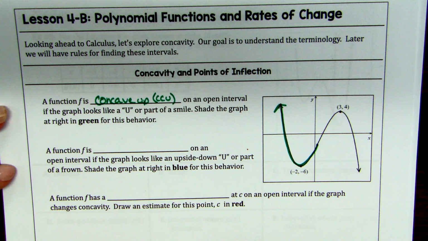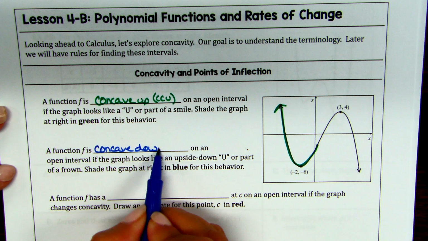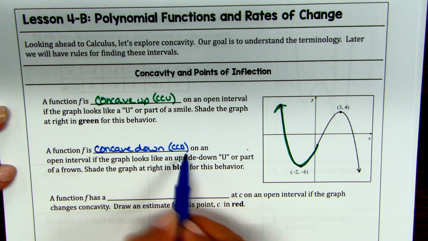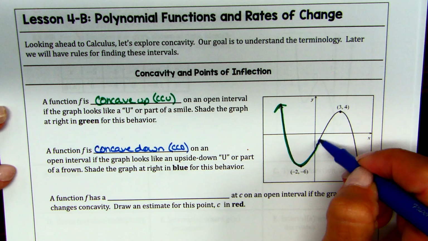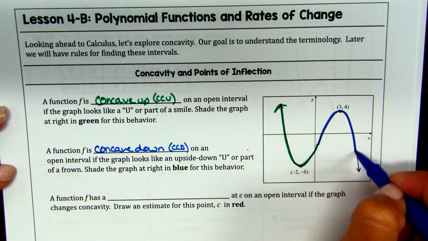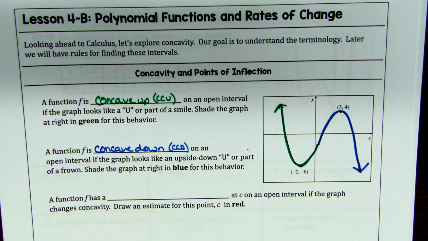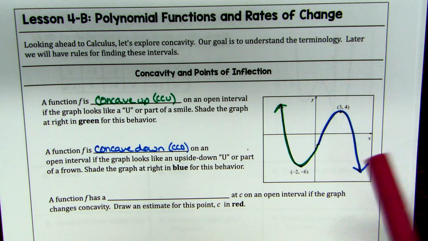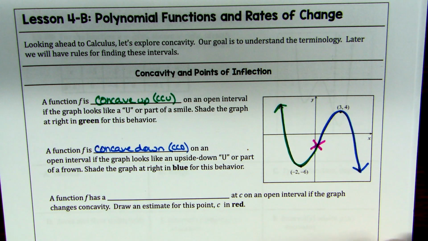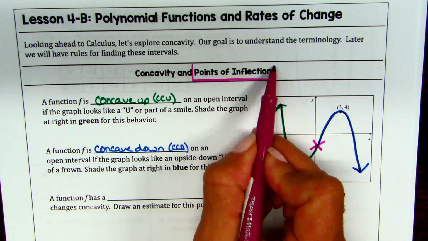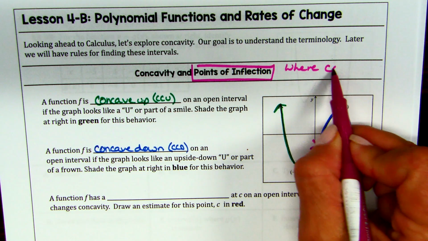We are concave down on an open interval if the graph looks like an upside down U or part of a frown. So somewhere around here we change concavity, and then this is concave down, okay? So we have one interval of concave up, one interval of concave down. Where the concavity changes, that one point right there is called a point of inflection, okay? A point of inflection is where concavity changes.